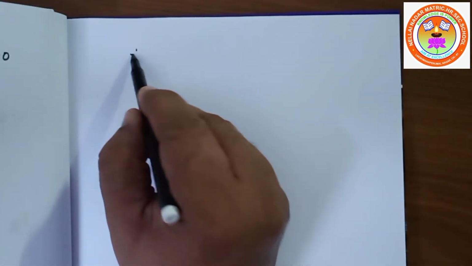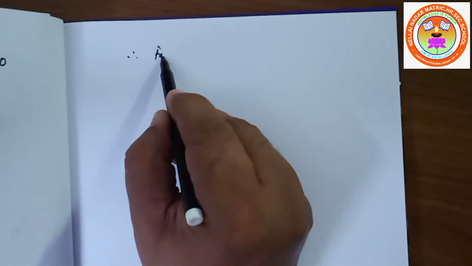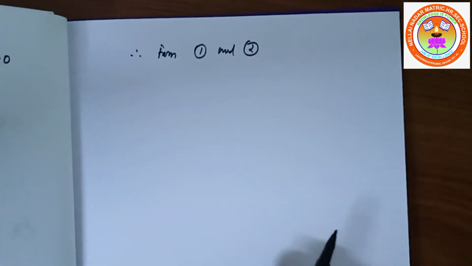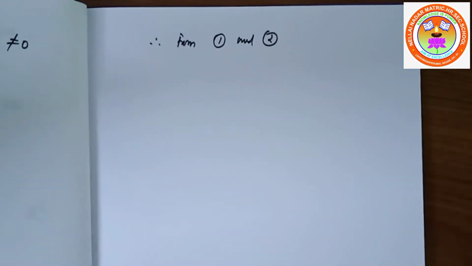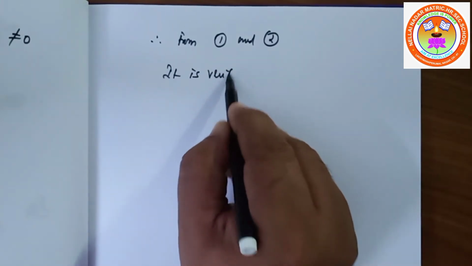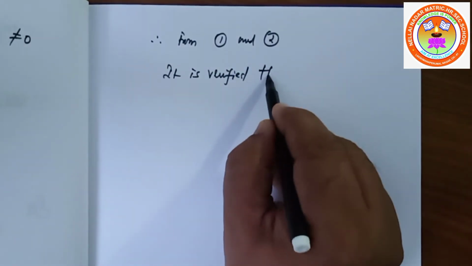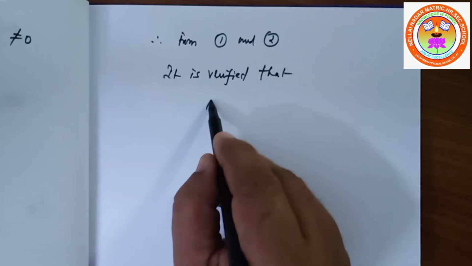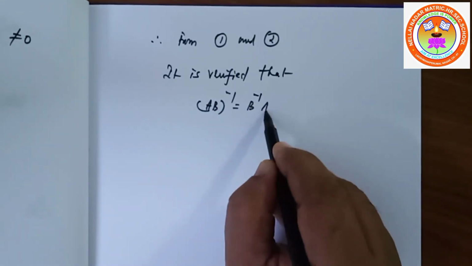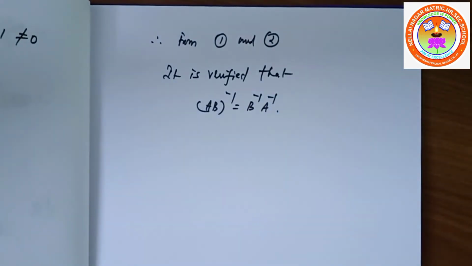Therefore it is verified that from 1 and 2, it is verified that AB the whole inverse is equal to B inverse into A inverse. So problem number 9 is completed.